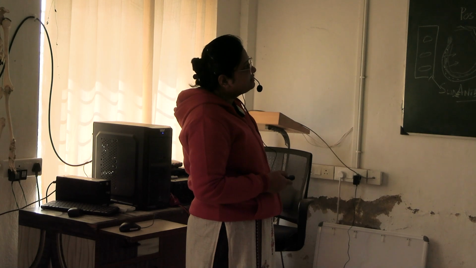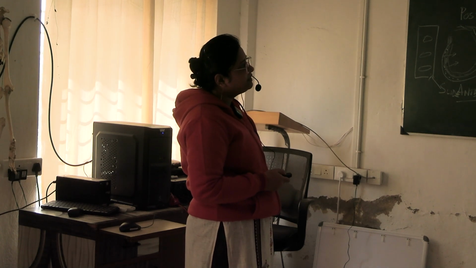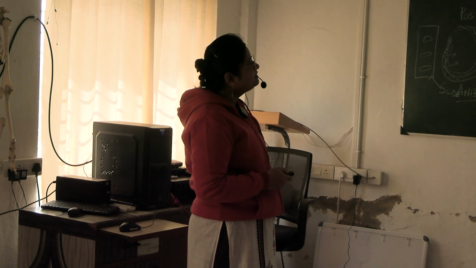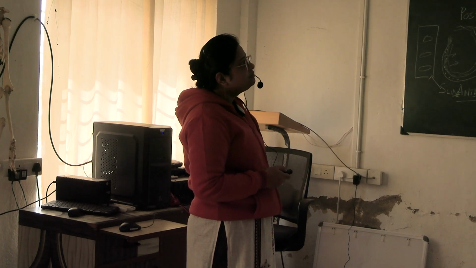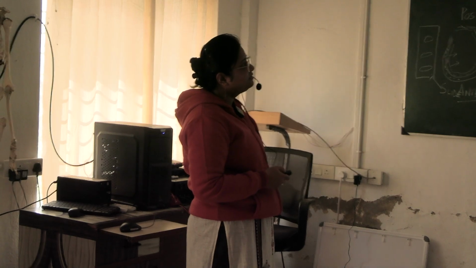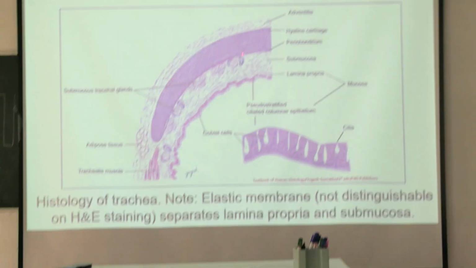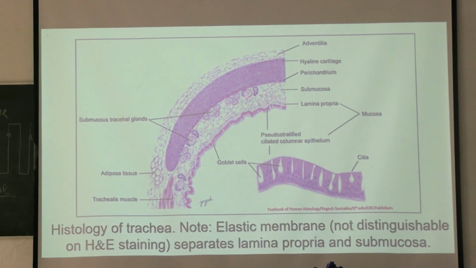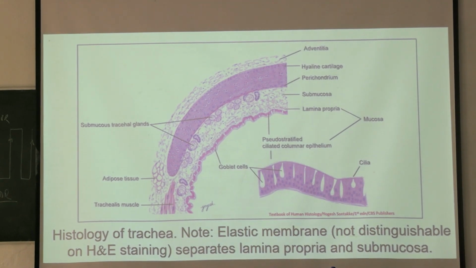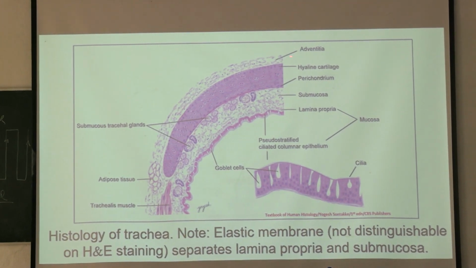Okay. So this is lining epithelium, pseudostratified ciliated columnar epithelium, then lamina propria, then submucosa. In the submucosa you can see this seromucous gland. Okay. Mucus acini with serous demilunes. The deep colored ones are the serous demilunes and light colored ones are the mucus acini. And this is cartilage, a part of cartilage has been shown.